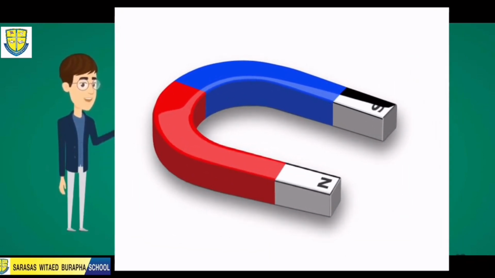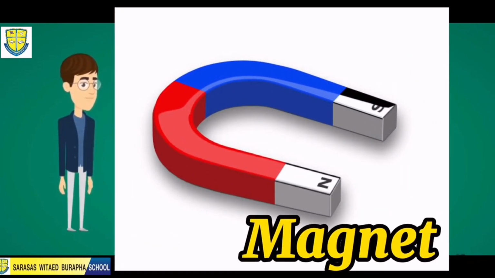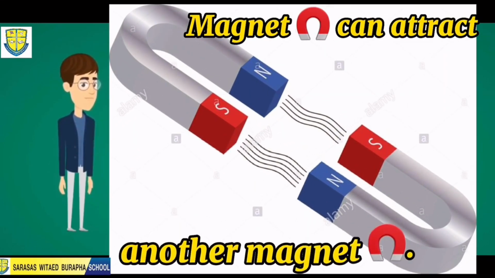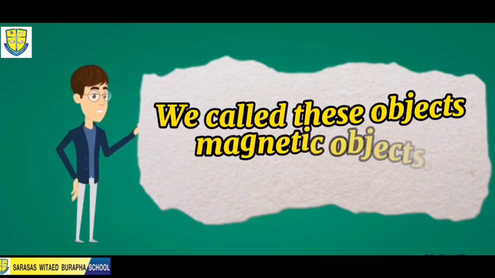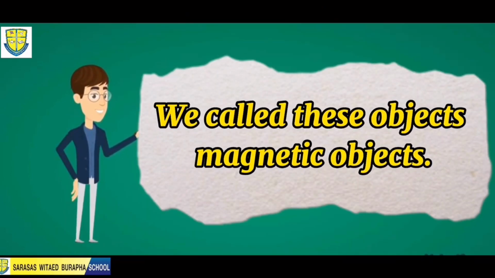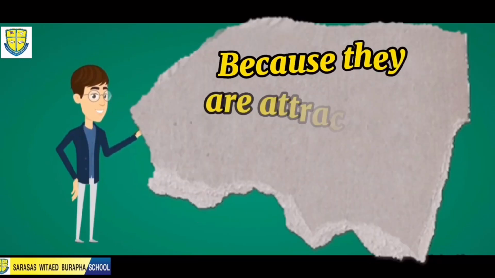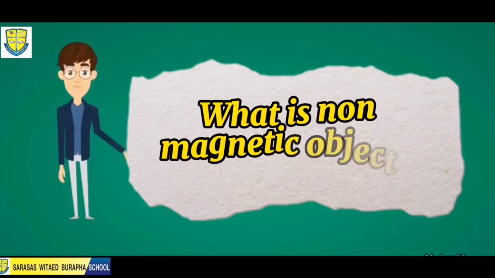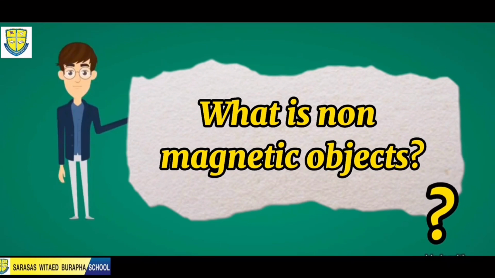Our third example is magnet. A magnet can attract another magnet. And we call these objects magnetic objects because they are attracted to magnet. Now, let's define what are non-magnetic objects.